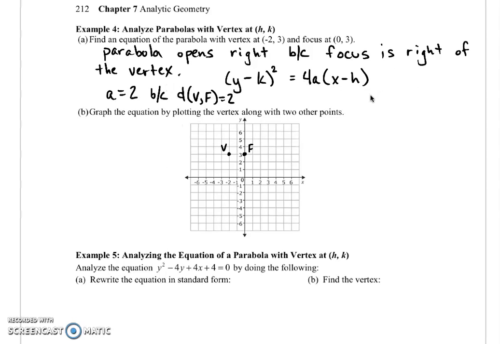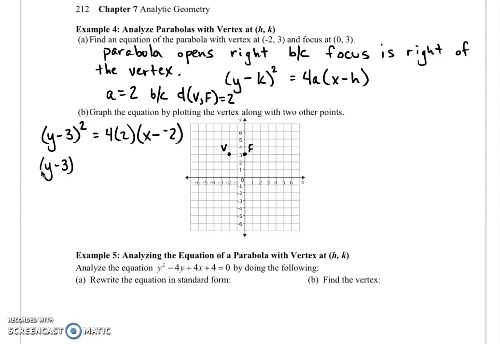So now we can write our actual equation, and I'm going to write it down by part B. So we have y minus 3 quantity squared equals 4 times 2 times x minus negative 2. And if we clean this up, we have y minus 3 squared equals 8 times x plus 2.